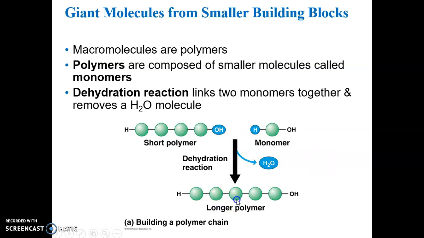So you can almost think about it as these molecules have lost water, so they've become dehydrated. So a dehydration reaction links two molecules, or in this case two monomers, or a polymer and a monomer together, and water gets kicked out. Now, if it's a really long polymer, there's going to be many dehydration reactions that are linking in multiple monomers.